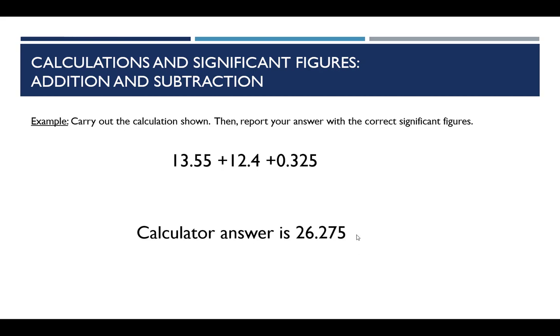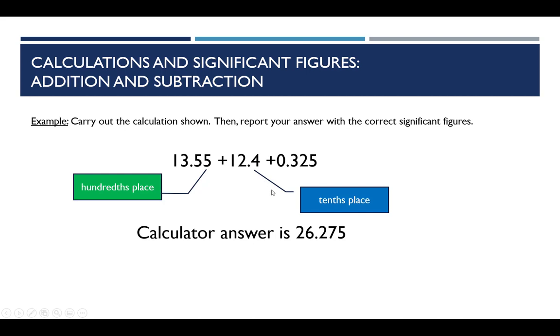So let's go ahead and find the last significant digit in each of these values. In 13.55, it's in the hundredths place. In 12.4, it's the 4, which is in the tenths place. And then thousandths place for that 5. So which of these is the highest magnitude, or the more to the left? Tenths comes before hundredths, comes before thousandths, so tenths.